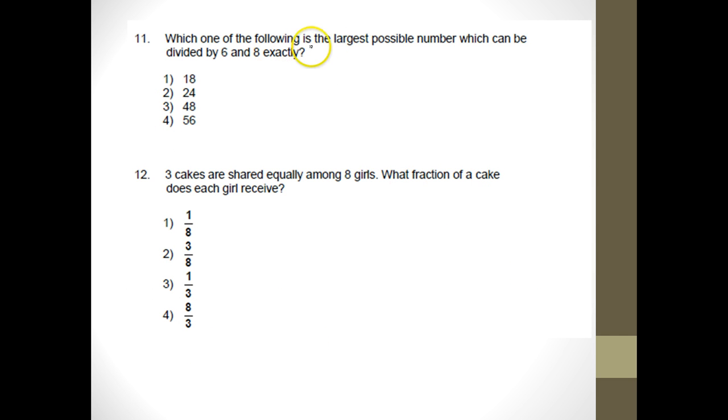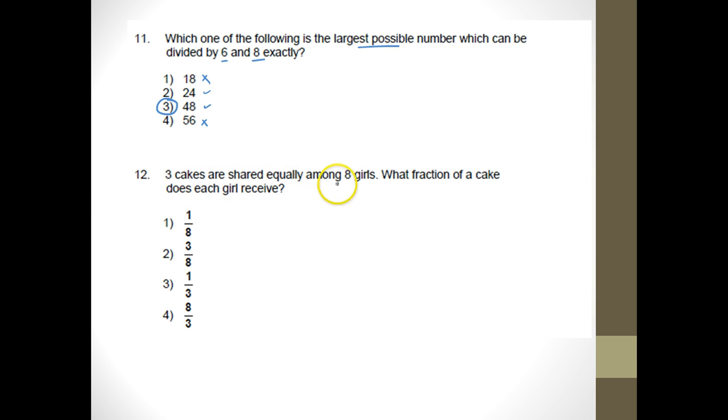Question 11. Which of the following is the largest possible number which can be divided by 6 and 8? 18 can be divided by 6 and 8? No, cannot be divided by 8. So 18 is out. 24 can be divided by 6, can be divided by 8. 48 can be divided by 6, can be divided by 8. 56 cannot be divided by 6, but can be divided by 8. So this is out. So which is the greatest number? The greatest number is option number 3, 48.